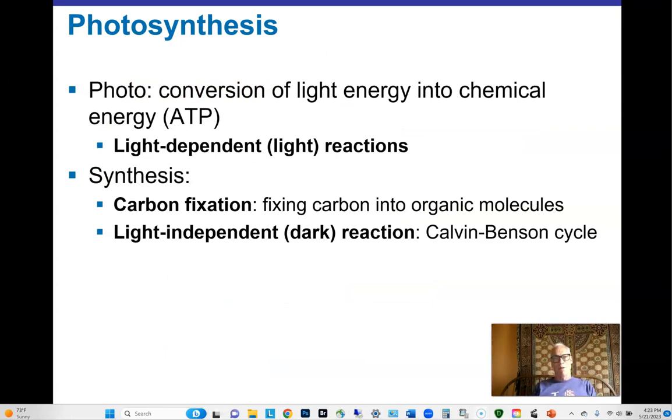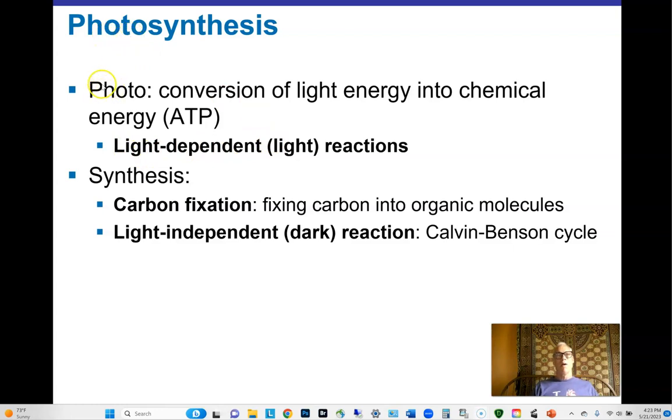Photosynthesis. Let's take a brief look at photosynthesis, a very interesting and important topic when it comes to microorganisms and plants. For our interest, we're thinking about microorganisms here. Photo, using light energy for something, in this case to produce ATP. That's called the light-dependent reaction.